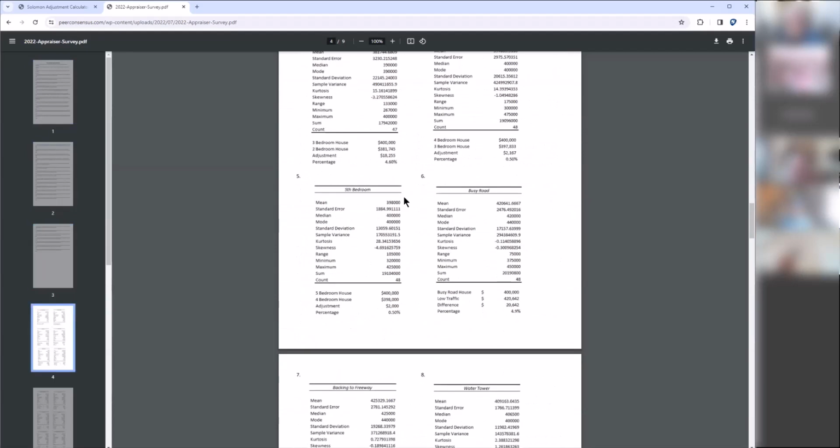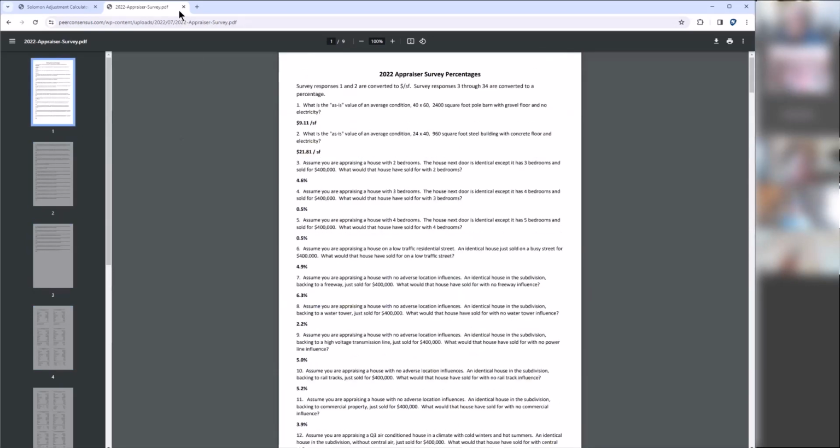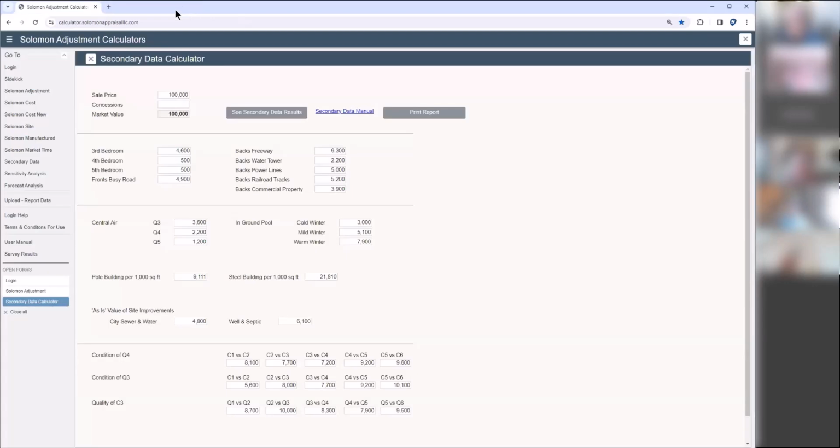If you go down to number 6, this is the statistical output from Excel. The mean was $420,000, right? And so there's the low traffic street, 420.6. The busy road was 400. So the difference is $20,642, which is 4.9%. So that's what goes behind the surveys. You can read more about that on your own time. But we're going to move ahead now to the next topic, which is market change.